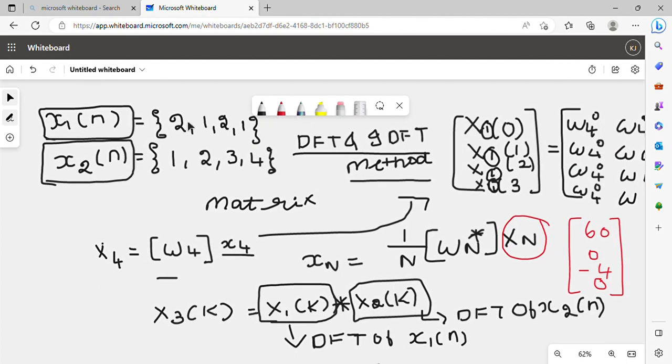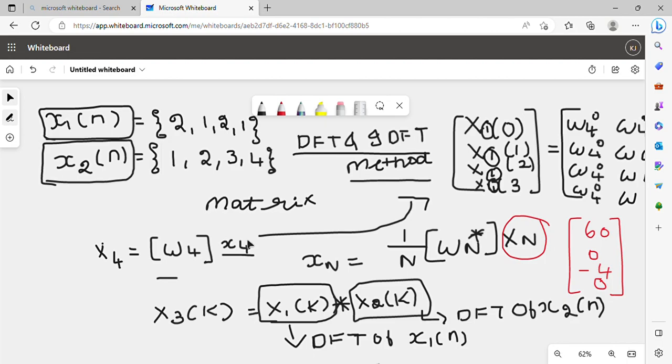So now my sequence is given as x1 of n and x2 of n as 2 1 2 1 and 1 2 3 4. So why did I take this particular one? What we did yesterday is because I need to prove that from both methods you get the same resultant, right? Because if I take a different one, then it would be quite different, in the sense you don't get to know the things well. That is why I just took the same question, right? And I need to find it using the DFT and IDFT method.